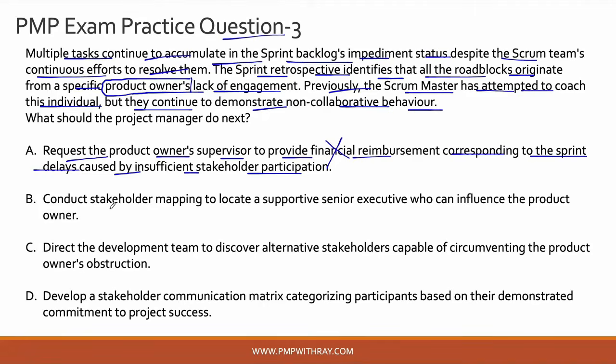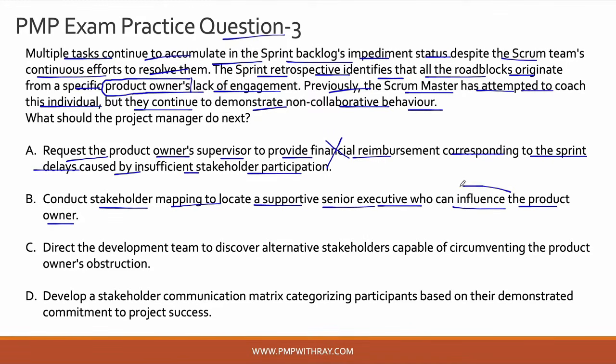Let's look at option B. Conduct stakeholder mapping to locate a supportive senior executive, okay, who can influence the product owner. Possible, you can do a stakeholder mapping exercise, probably check your stakeholder register and find a supportive senior executive who can influence the product owner. Might be their functional manager, might be their HR manager, basically an escalation. And time and again, I keep on referring across these Q&A sessions that escalation is the last resort to do, okay. However, please keep in mind that if there is a need to escalate and there is a need to influence, you should do it, okay.